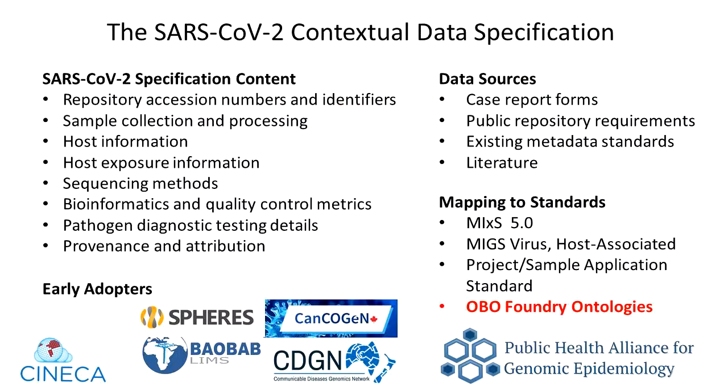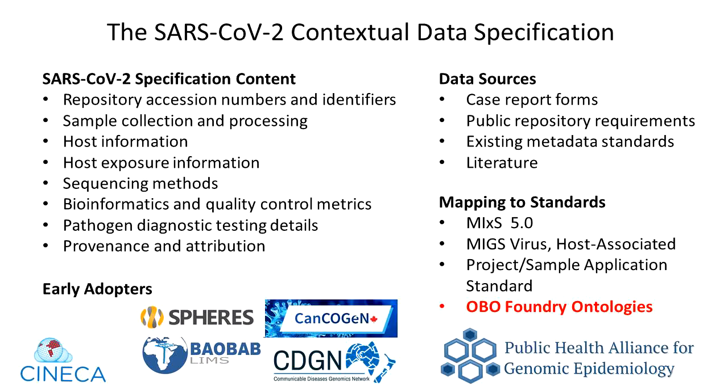The Public Health Alliance for Genomic Epidemiology, better known as PHA4GE, is an organization focused on improving the reproducibility, interoperability, and accessibility of public health microbial bioinformatics analyses, platforms, and datasets. To help structure contextual information, PHA4GE created a data specification with an emphasis on public health needs and interoperability that provides standardized fields and terms for describing repository accession numbers and identifiers, sample collection and processing, host information, host exposure information, sequencing methods, bioinformatics and quality control metrics, pathogen diagnostic testing details, as well as provenance and attribution, so that all data generators are acknowledged for their contributions.